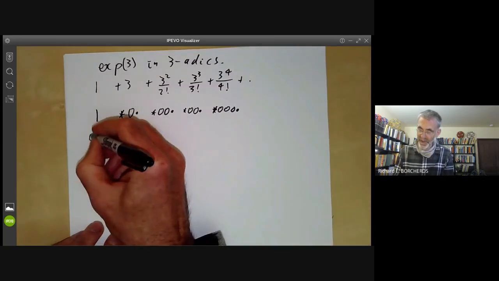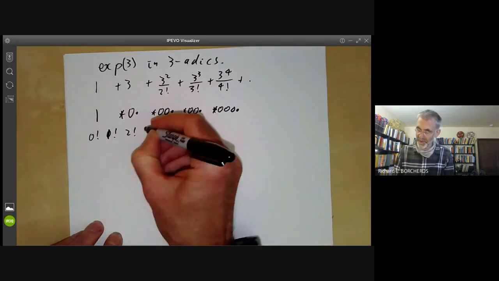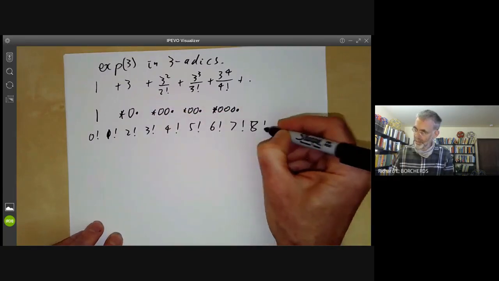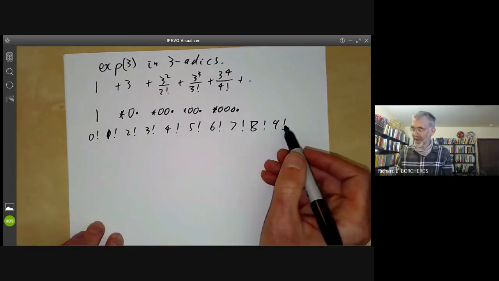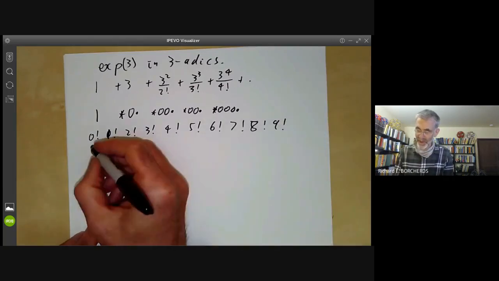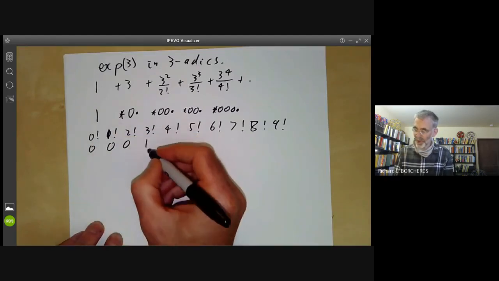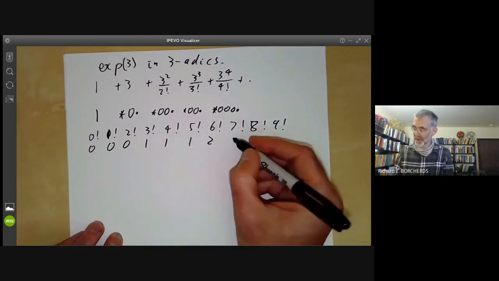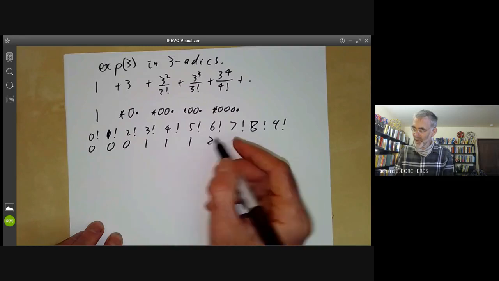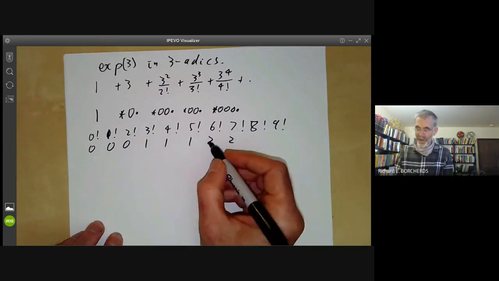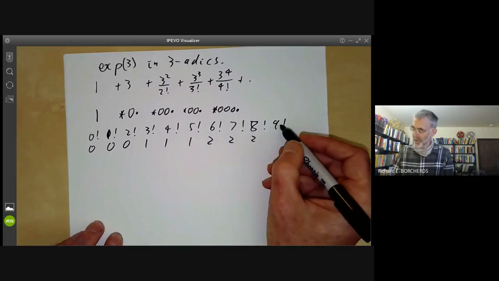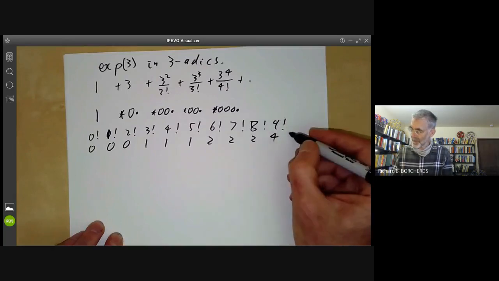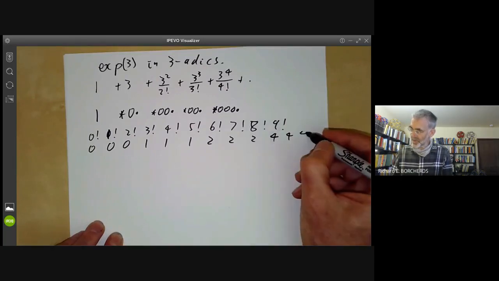So let's look at the numbers 0 factorial, 1 factorial, 2 factorial, 3 factorial, 4 factorial, 5 factorial, and so on, and see how many zeros each ends with if you write it in base 3. Well, these end in no zeros. This ends in 1 zero. And this ends in 2 zeros because we've got another factor of 3 here. So every time we go up by 3, we add 1 to the number of zeros at the end, right? Well, no, because here we have to add two zeros because we've got a factor of 9.